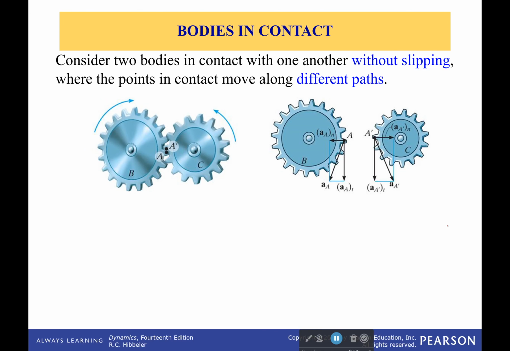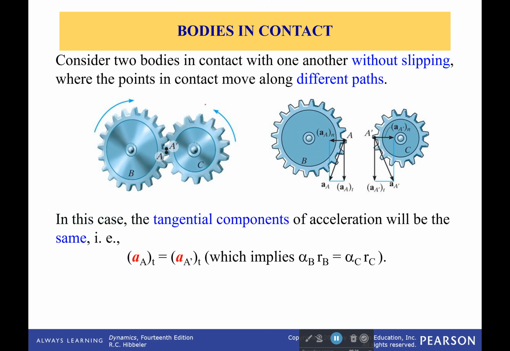Okay, now let's jump back into another concept we need to think about. It's about bodies in contact with one another. So if we have two bodies that are in contact with one another without slipping, and the points in contact are moving along different paths, well, we can learn something. What we learn is just the tangential component's acceleration will be the same.